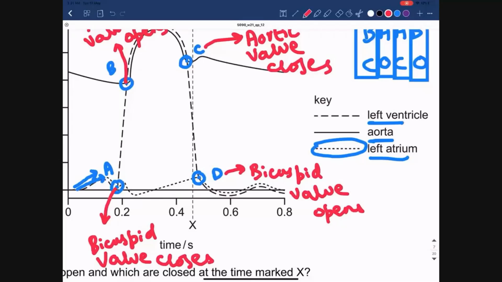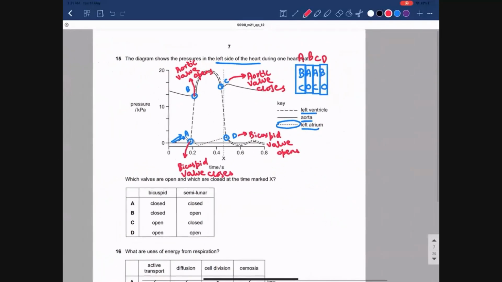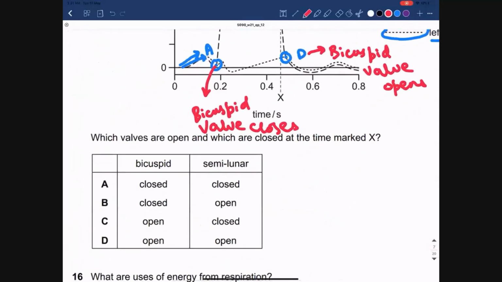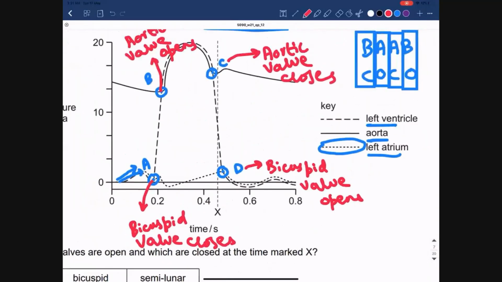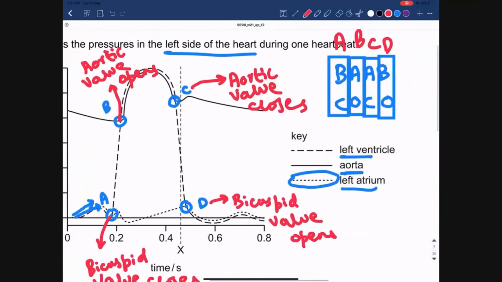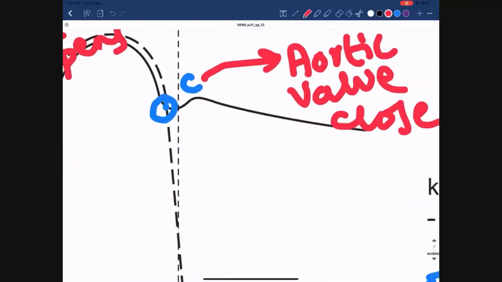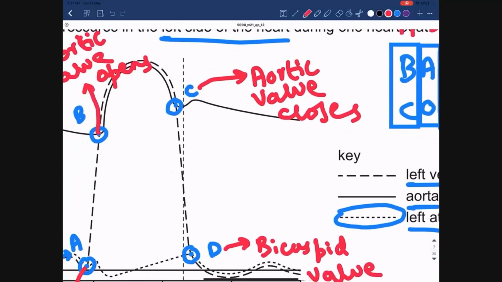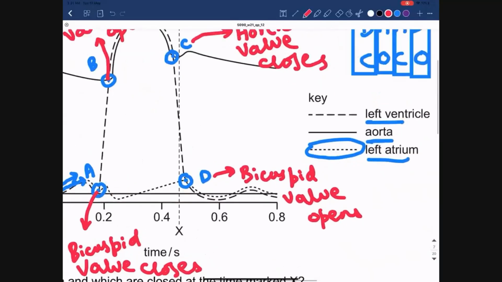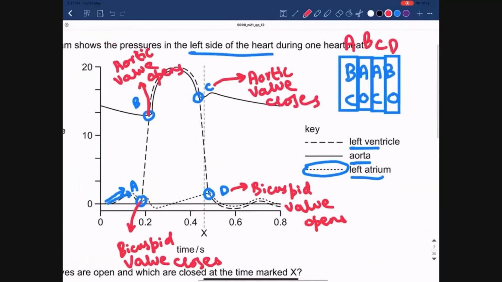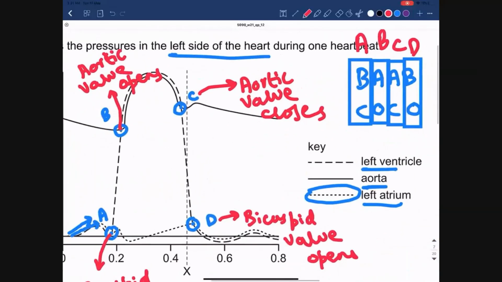All right. So the question says which valves are open and which are closed at the time marked X. So X is the time between C and D. At C, what happens? Aortic valve is closed, or we can say at C, aortic valve closes. So X is a point between C and D. At D, bicuspid valve opens. So between C and D, aortic valve is closed and bicuspid valve is also closed.